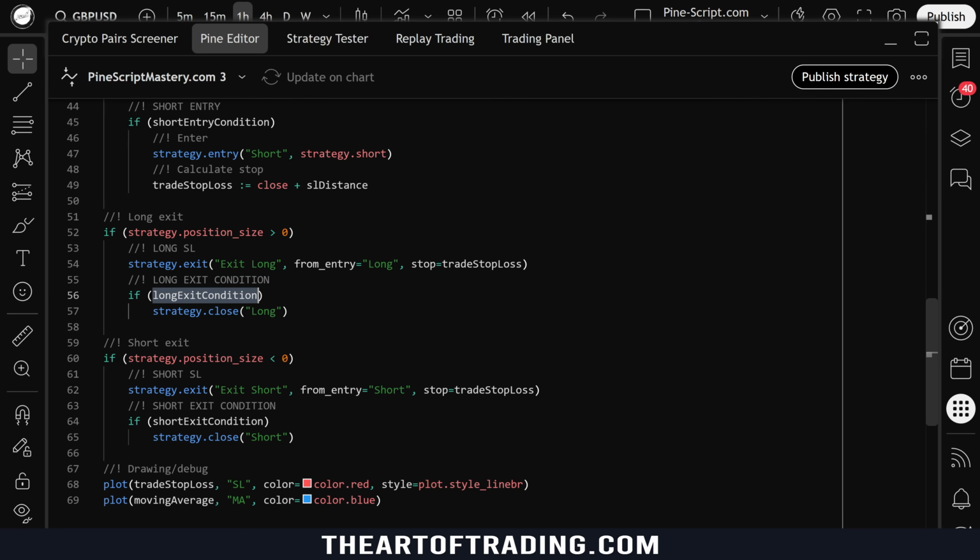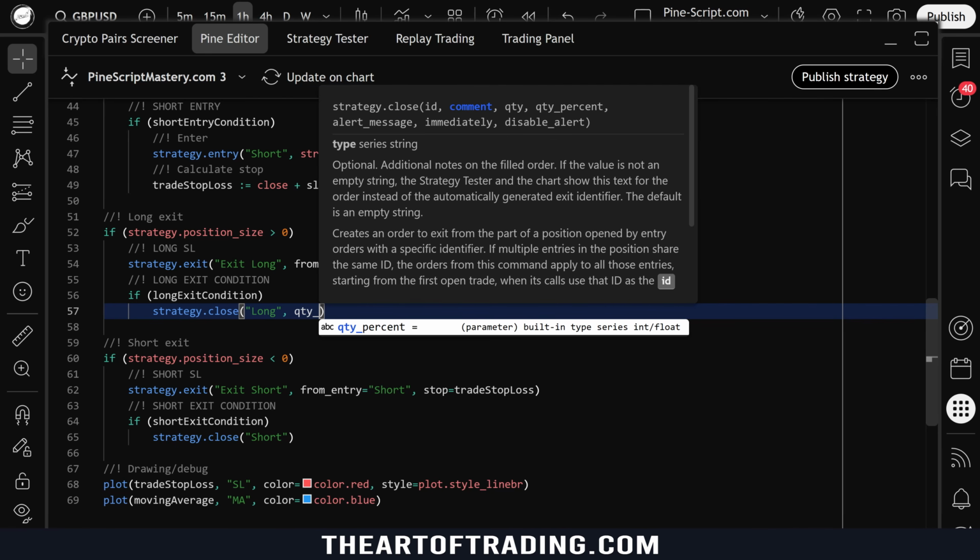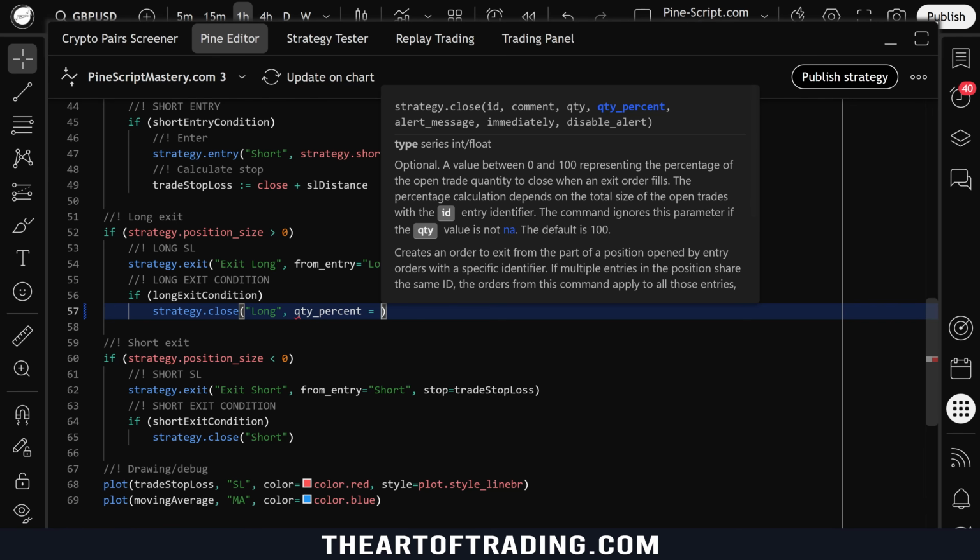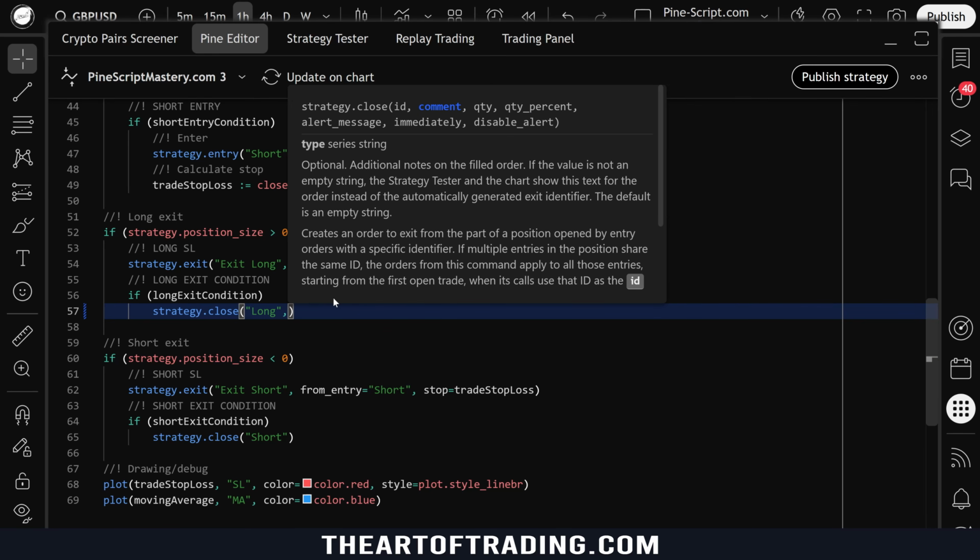So you could have multiple exit reasons. You could have a profit target that scales out 50% of your position when you hit a 2-to-1 risk reward or something like that. And then you could close the rest of the position when a price pattern is met. To do that, just use the qty_percent parameter, and you can have multiple exit criteria or exit reasons stacked on top of each other.